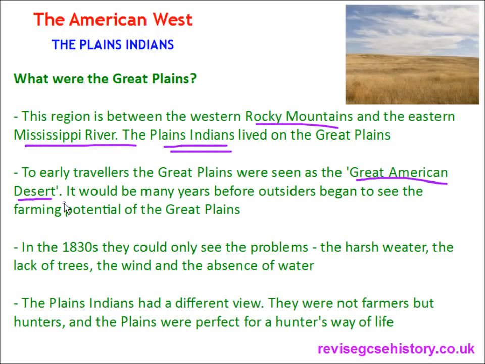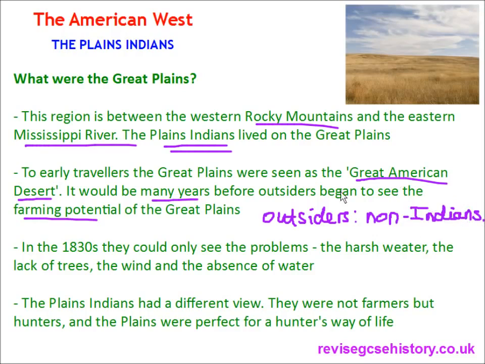So, when they drew a map of the USA, they would label the Great Plains the Great American Desert. And it was many years before outsiders began to see the farming potential of the Great Plains. They just saw them as a useless desert. In the 1830s, outsiders, such as early travellers, when we say outsiders, we really mean non-Indians, non-Native Americans. By early travellers, we're talking about white Americans really. In the 1830s, these outsiders could only see the problems, and the problems were harsh weather, lack of trees, strong prairie winds, and the absence of water. We're going to be looking at these problems a bit later on in this video in more detail.